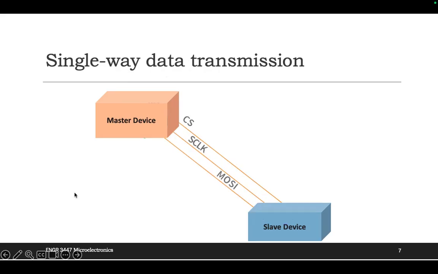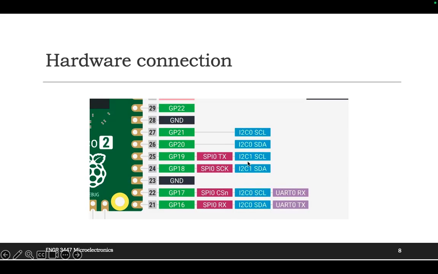And then there is the other way, single way, which means your data transmission is just from the master to the slave. Yeah, it depends on your configuration. Okay, this is just what we talk about.